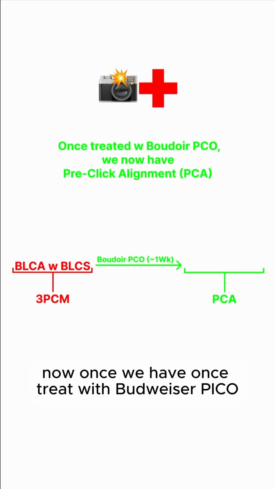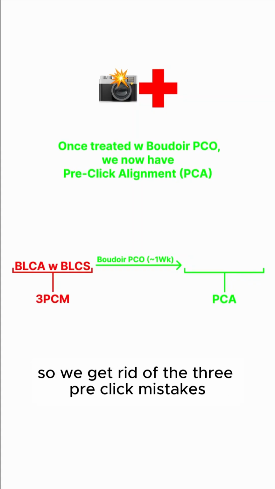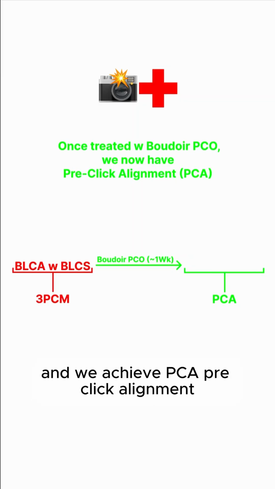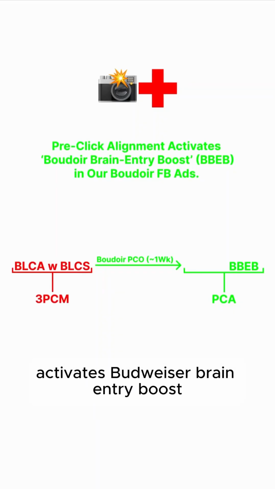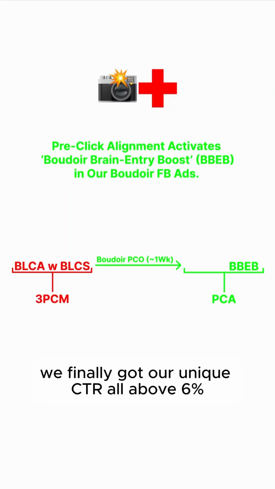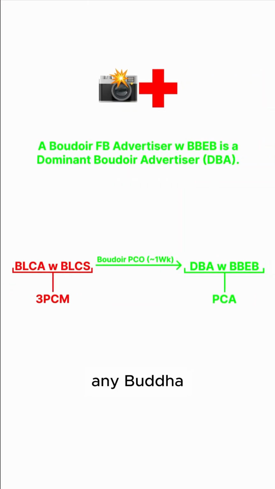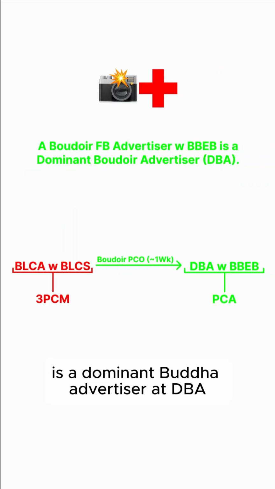Now, once treated with Boudoir Pico, we now have pre-click alignment, PCA. So we get rid of the 3 pre-click mistakes and we achieve PCA pre-click alignment. And pre-click alignment activates Boudoir brain entry boost in our Boudoir Facebook ads. Now, basically, we finally got our unique CTR above 6%. And a Boudoir Facebook advertiser with Boudoir brain entry boost is a dominant Boudoir advertiser, a DBA.